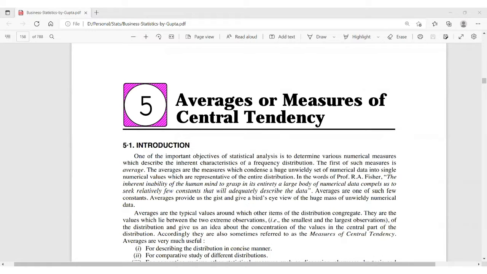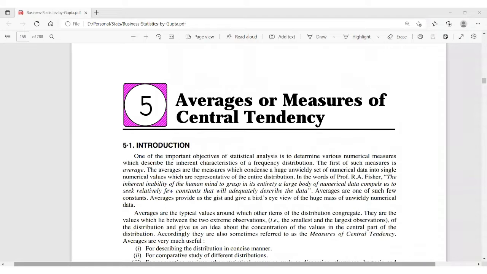Now, the first practical topic is average, which is used in each and every other topic of statistics, because average is the most important topic, right?